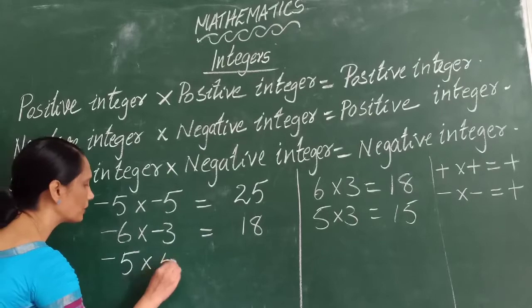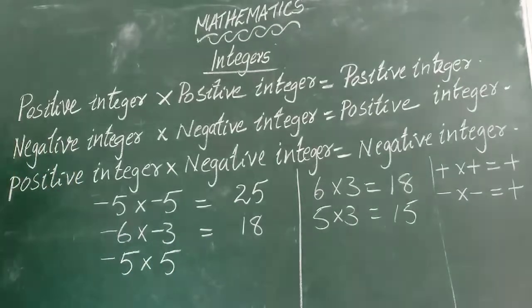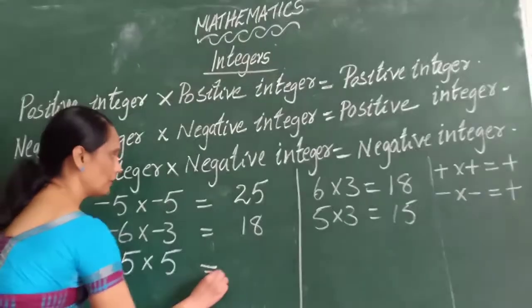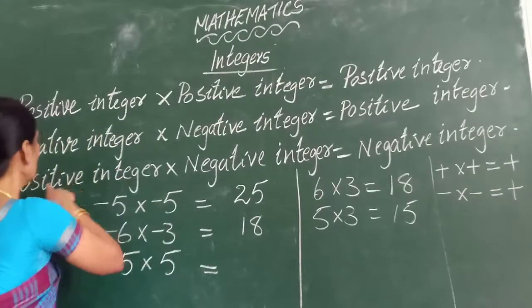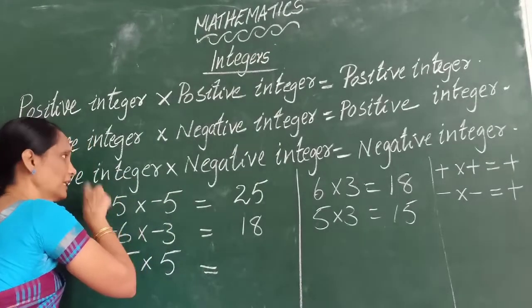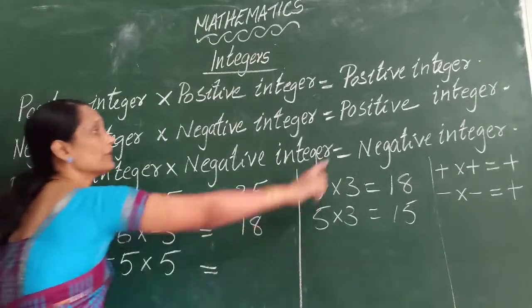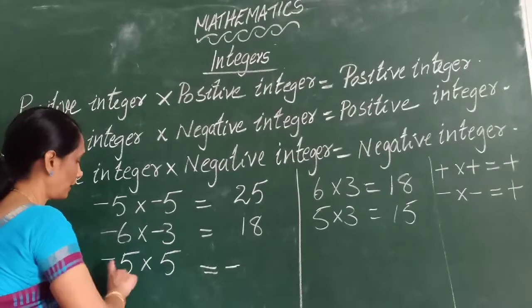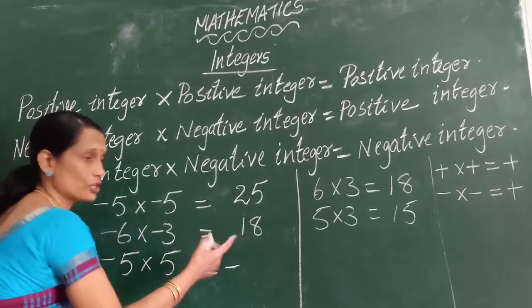Then what will be the answer when one number is positive and one number is negative? If like this coming, minus 5 into 5. One is negative, one is positive. So, minus, we already learned. Positive integer into negative integer. If one number is negative and one is positive, we will get the answer as negative. So, negative. Okay, negative 5 5s, how much? Is 25.